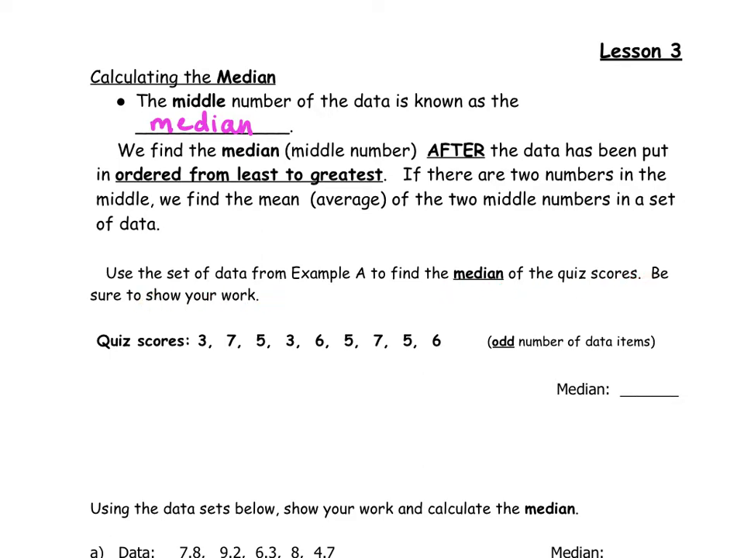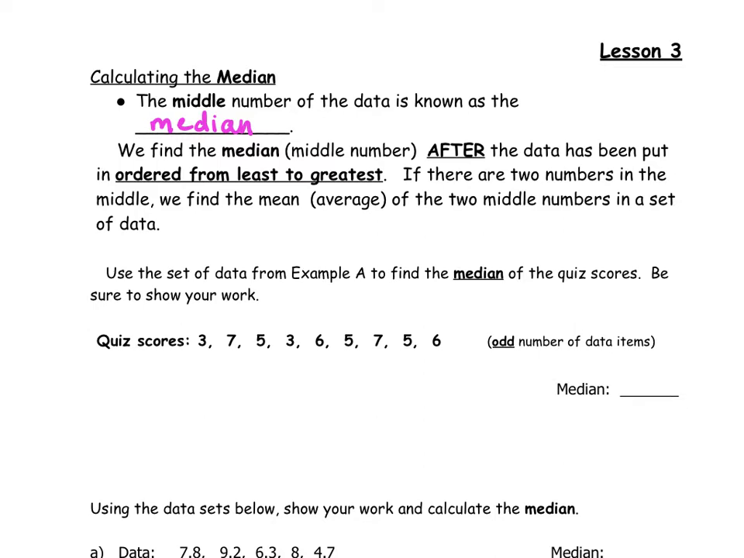Now the most common error is for students or people in general to just go directly to the middle number. For instance, thinking that this number in the middle of all the data is the median. So that is incorrect. We have to put the numbers in order from least to greatest first.